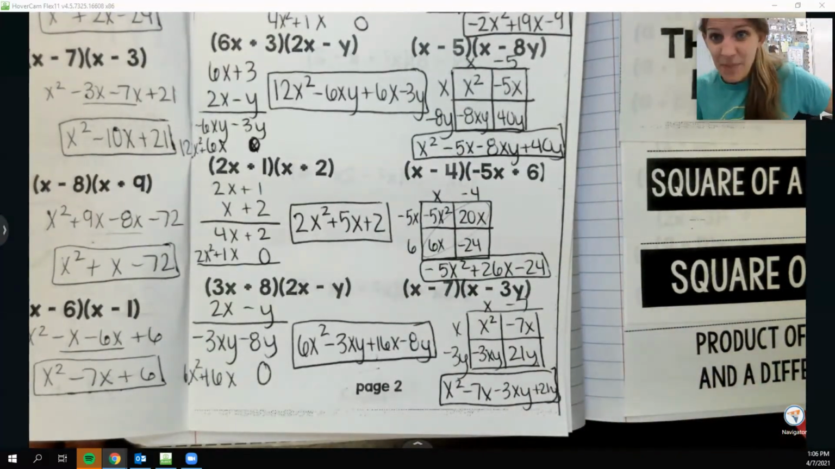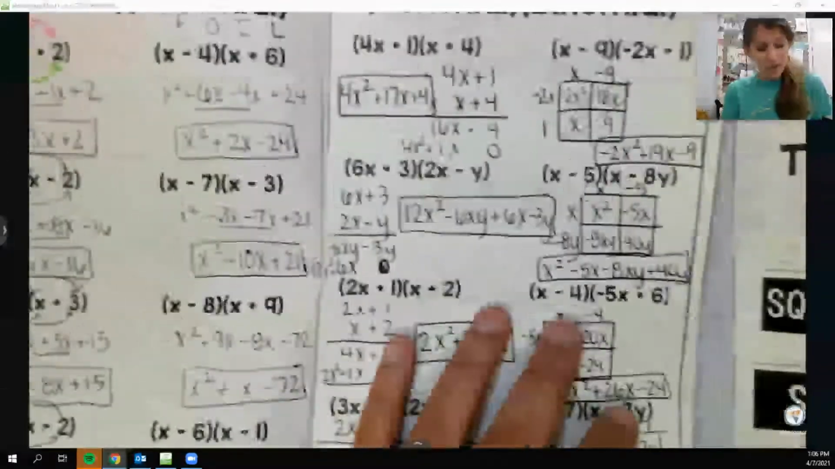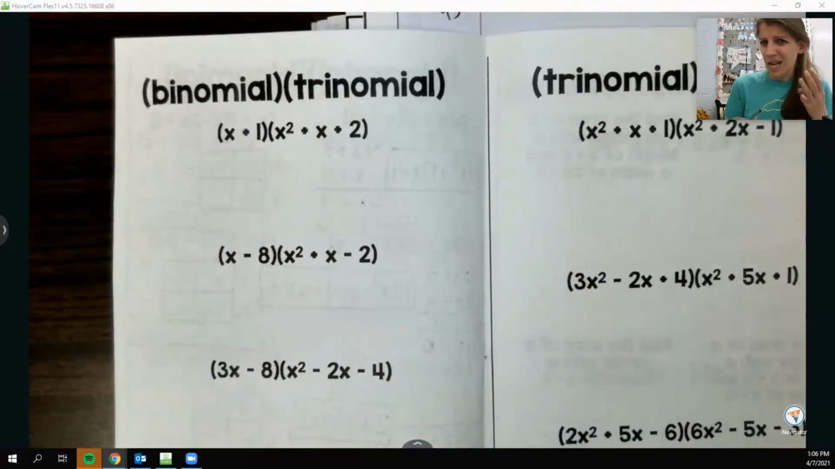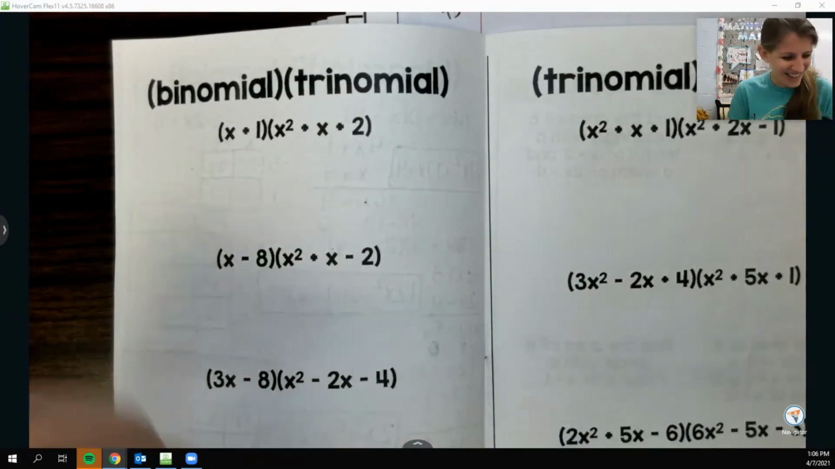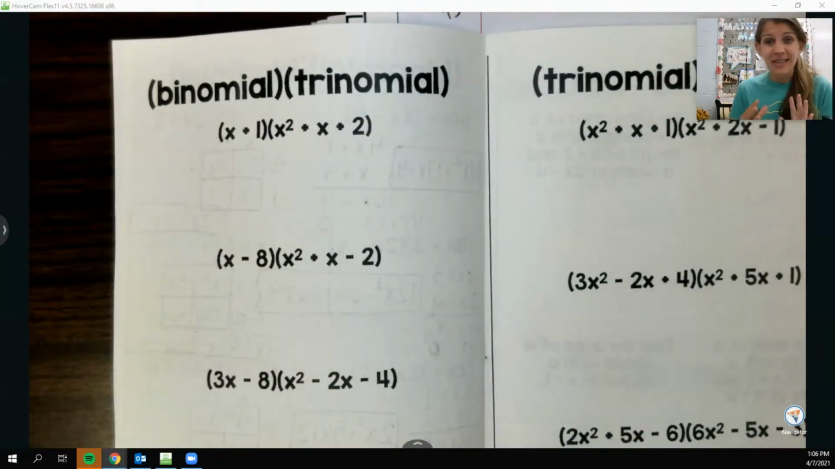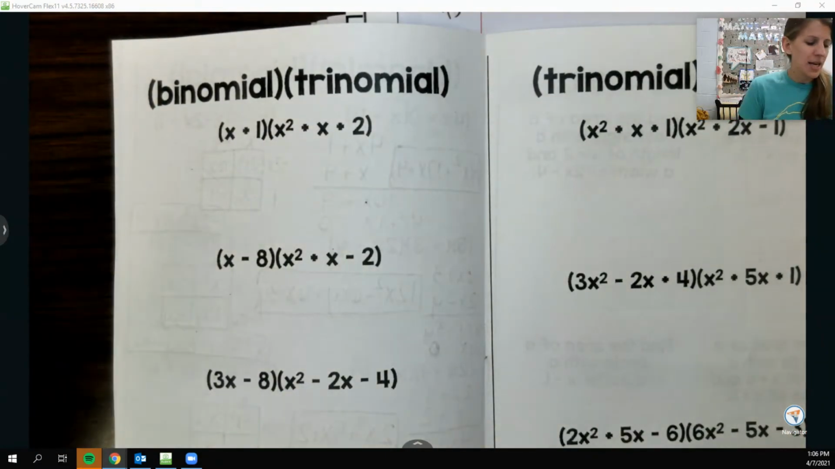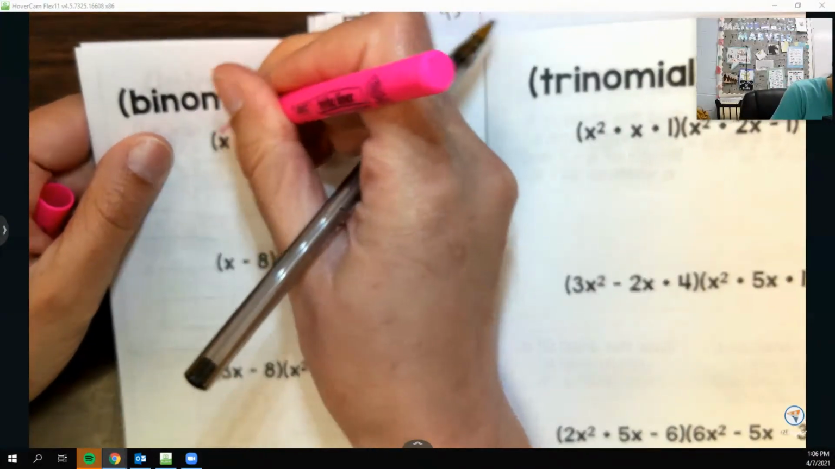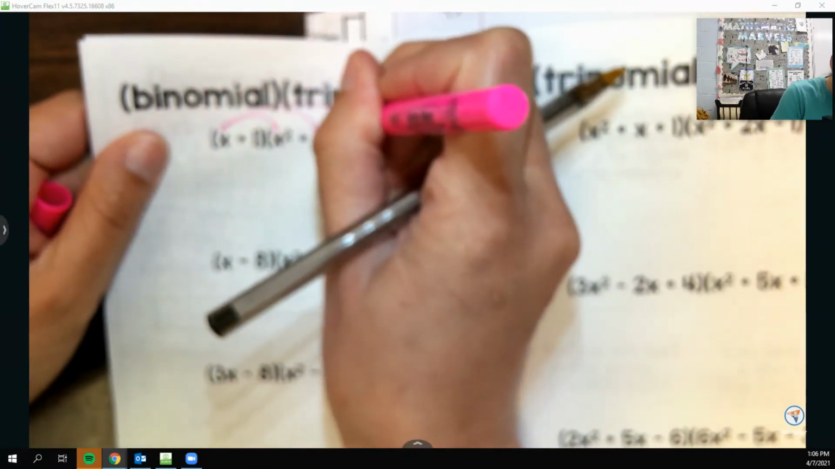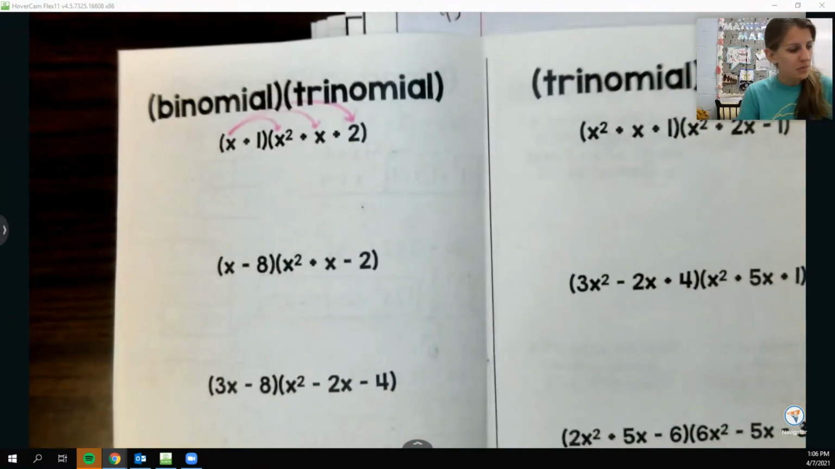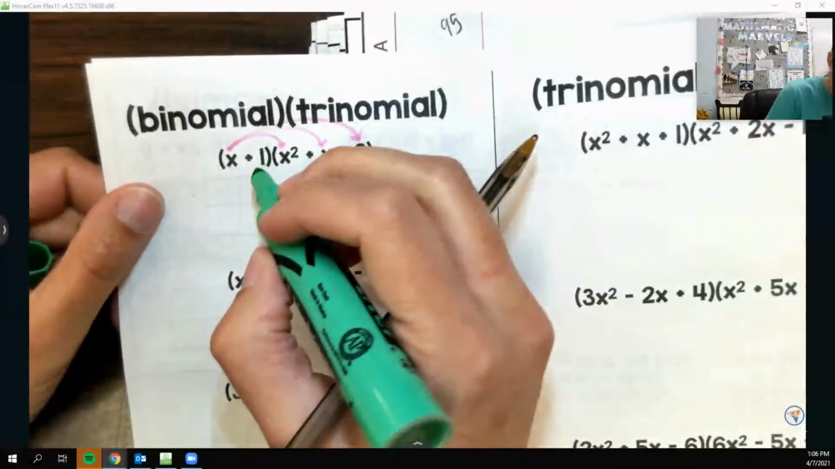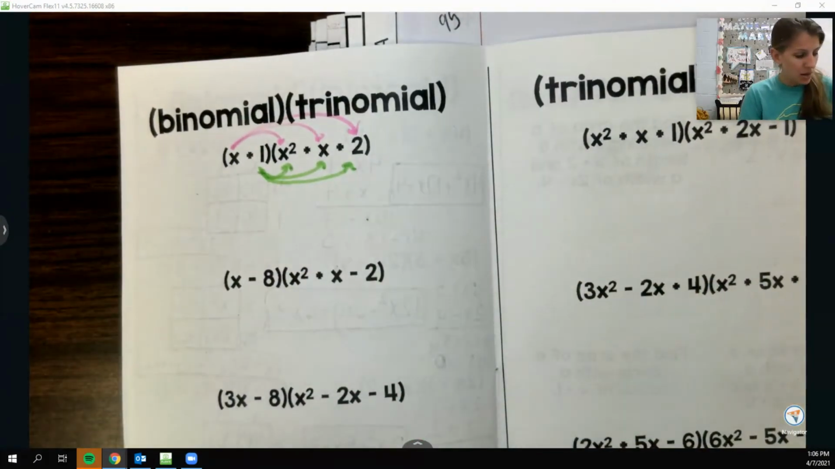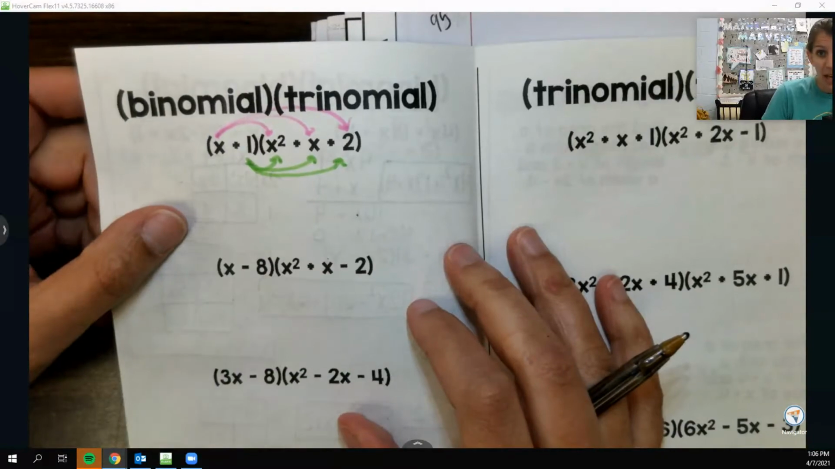All right, let's kick it up a notch. Binomial times binomial is fun, but a binomial times a trinomial is thrice as much fun. So here I'm doing 2 terms times 3 terms. Now truly, we could do like I did on the first one, where I distributed the first term to all 3 in the second polynomial, then took the second term and distributed it to all 3. And that's a super fine way to do it.